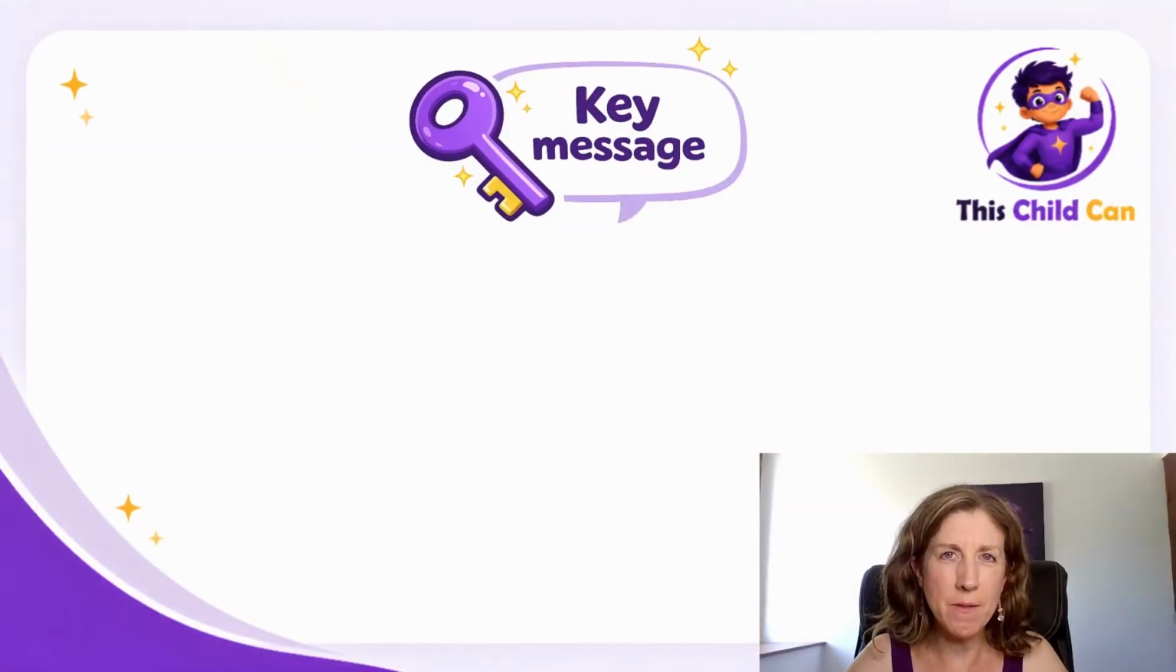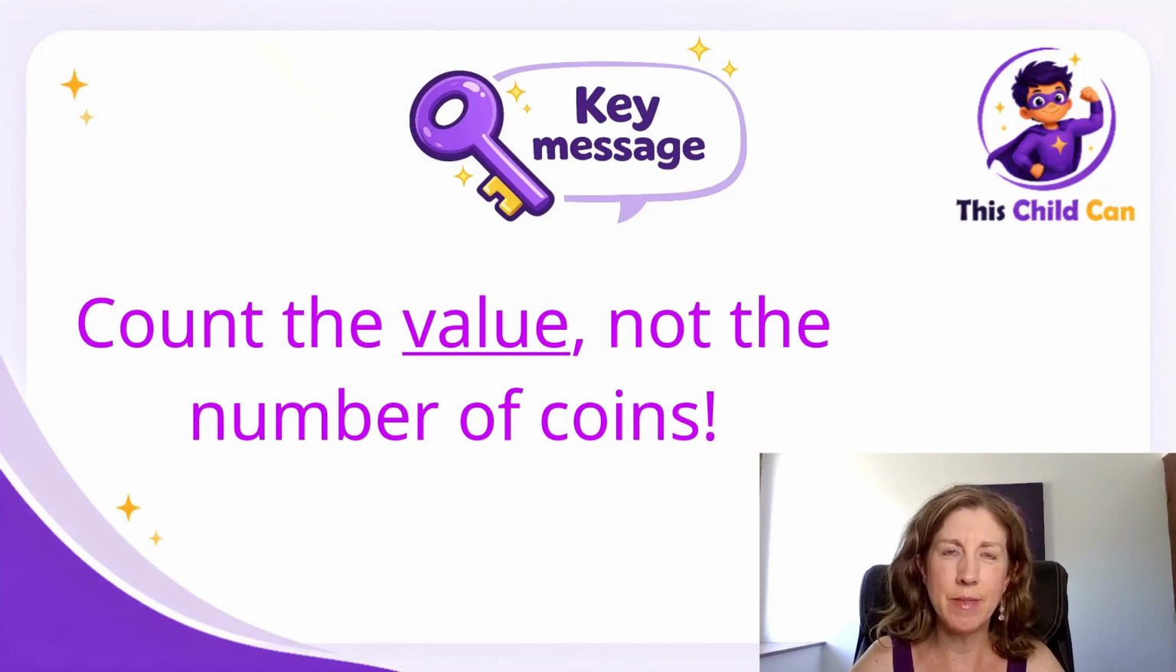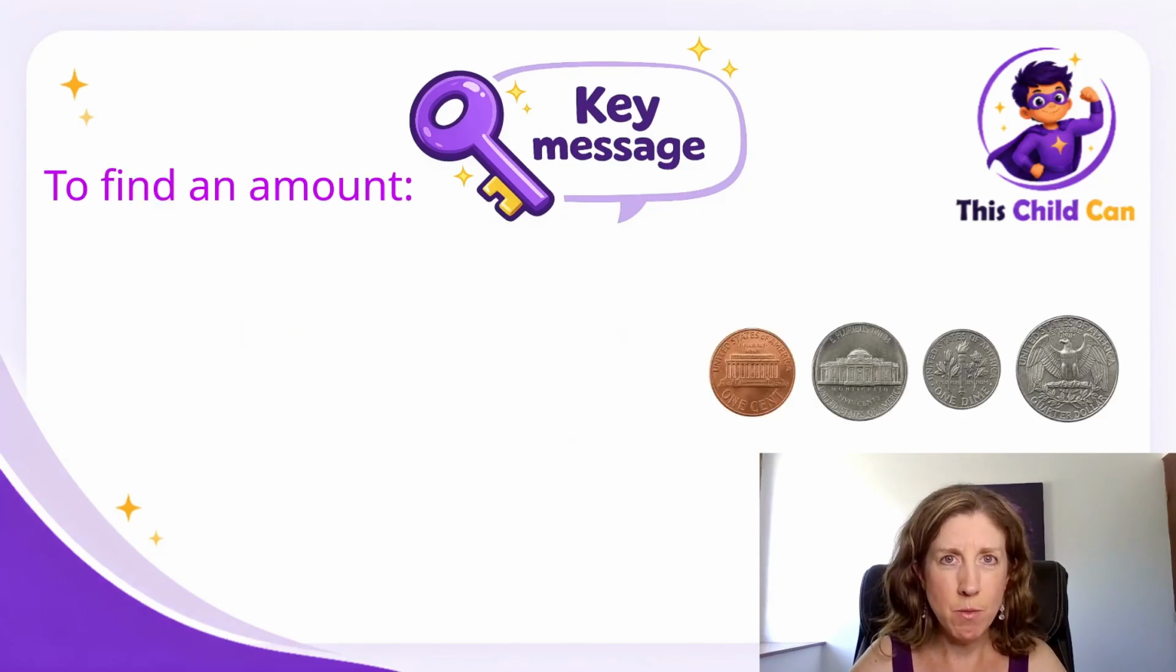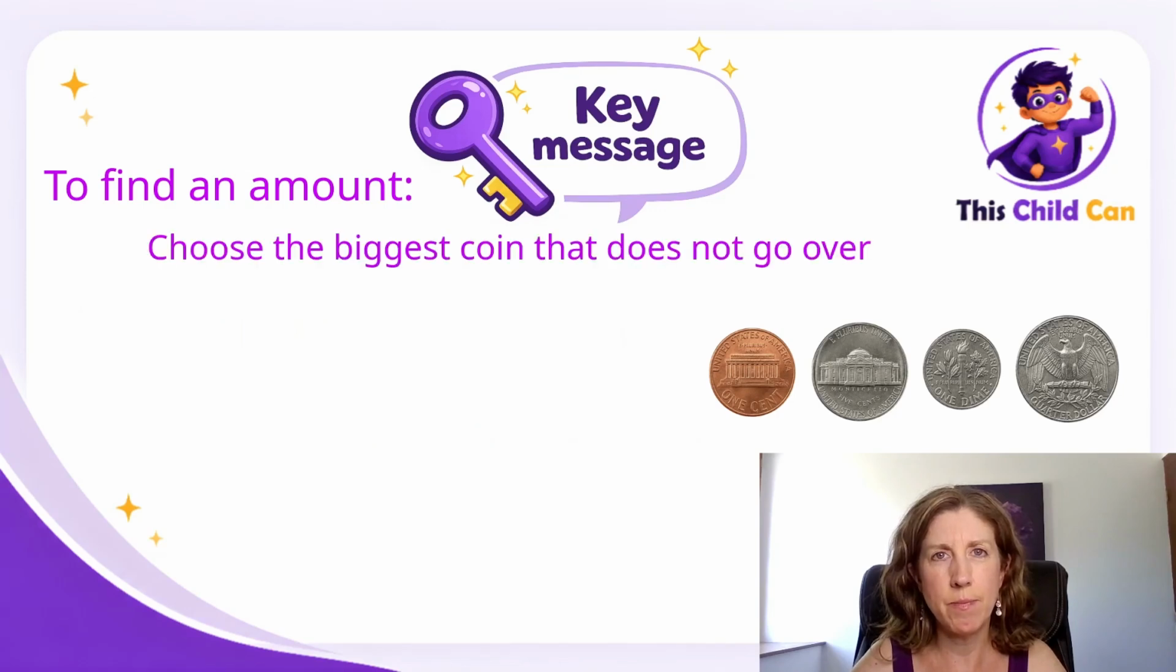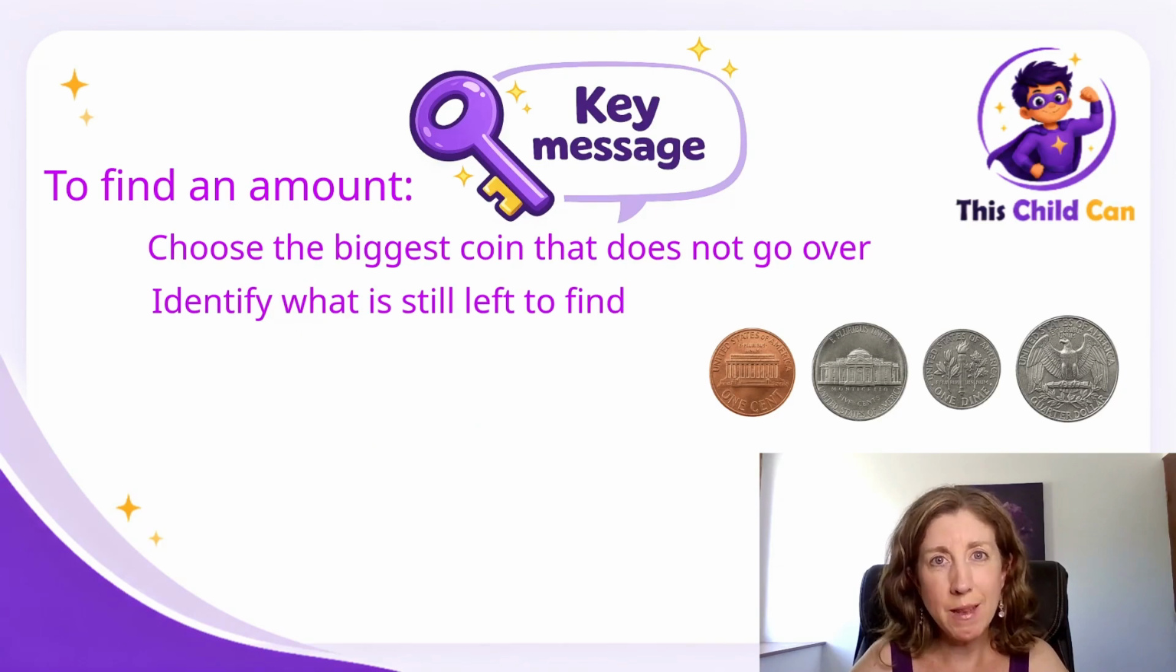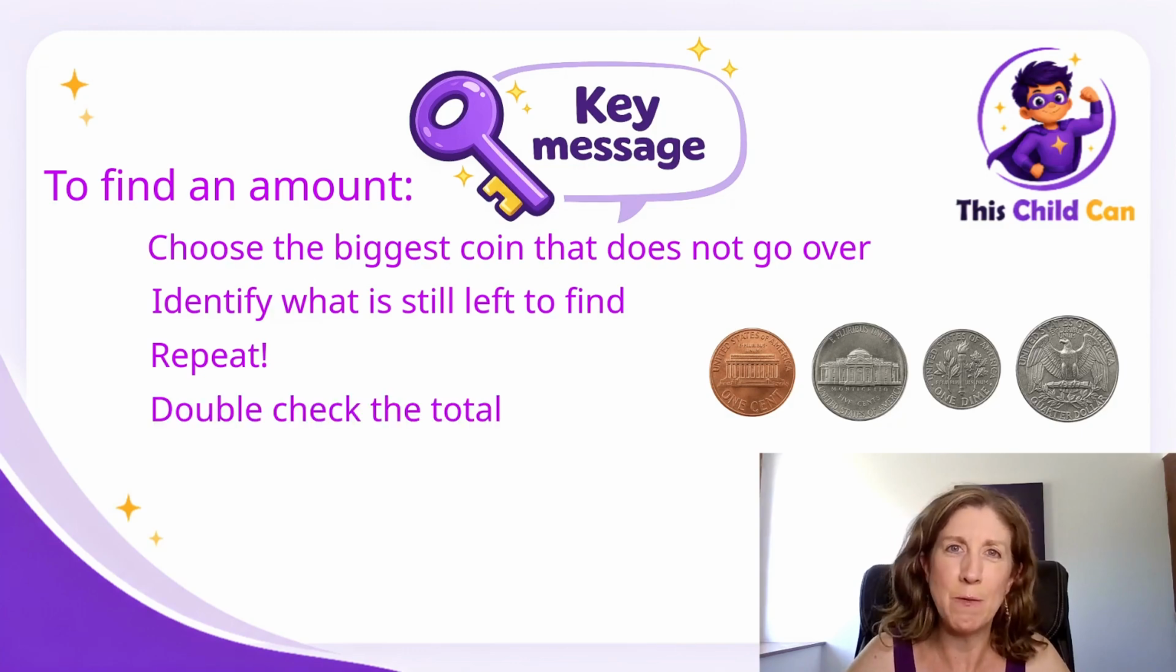With money, we count the value, not the number of coins. To find an amount, number 1, choose the biggest coin that does not go over your target amount. Then identify what's still left to find. Repeat this process. Finally, double check your total, and then you can swap coins to see if you can find it a different way.